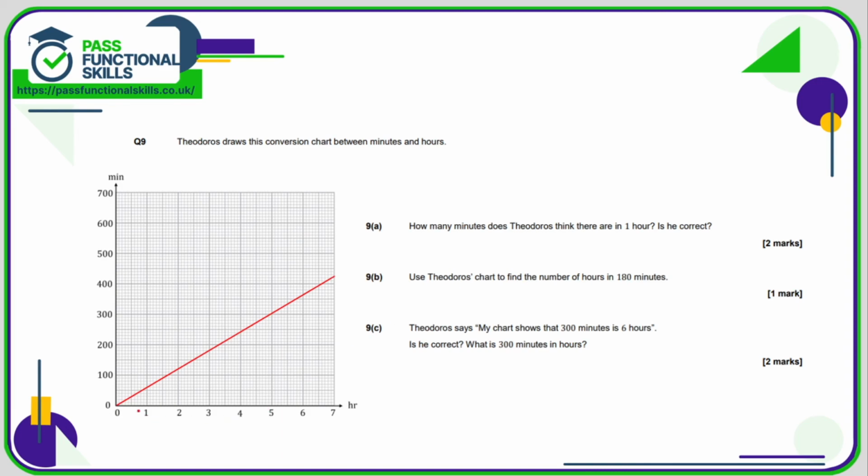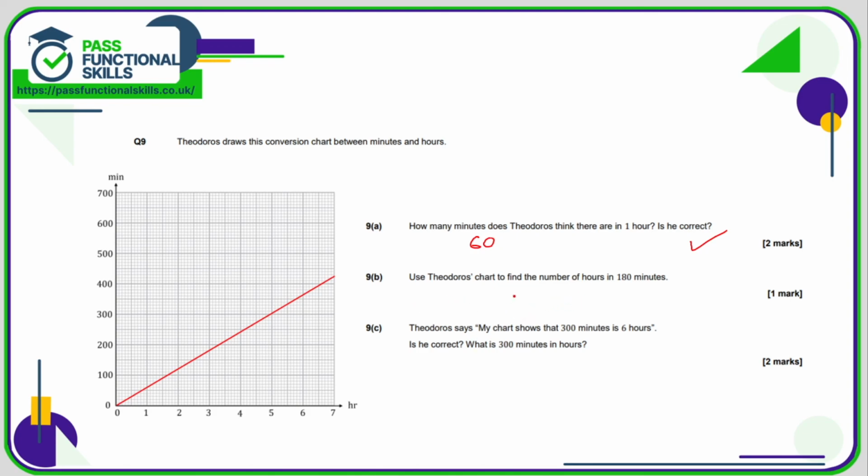Question number 9, we've got hours along the bottom and minutes up the side. So how many minutes does Theodoros think there are in 1 hour? So 1 hour, right, we need to just check the scale here. So the hours, no problem, we're going up in ones, and up the side we're going up in hundreds. So here this is 50. So each line represents 10 minutes. So 1 hour is 50, one above that, so 60. So Theodoros thinks that there are 60 minutes in an hour. And of course, yes, he's correct, because there are 60 minutes in an hour.